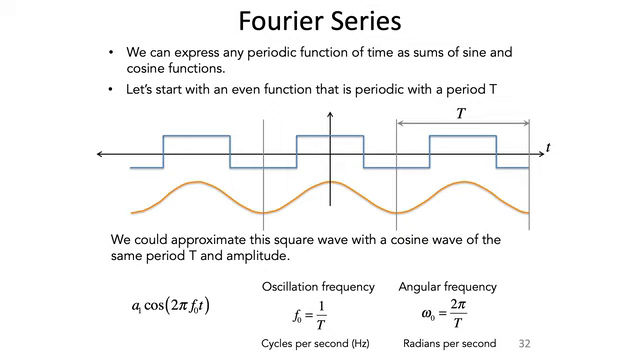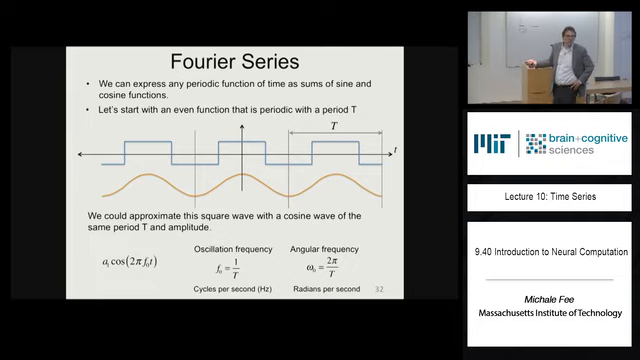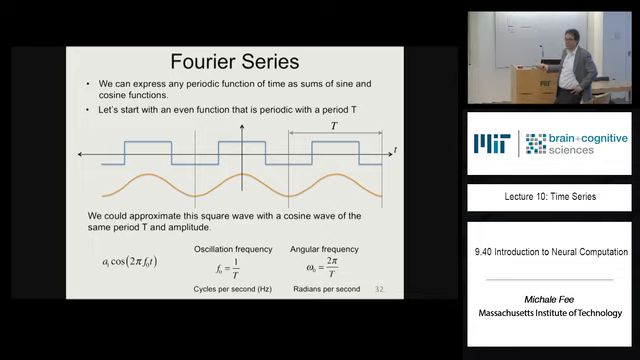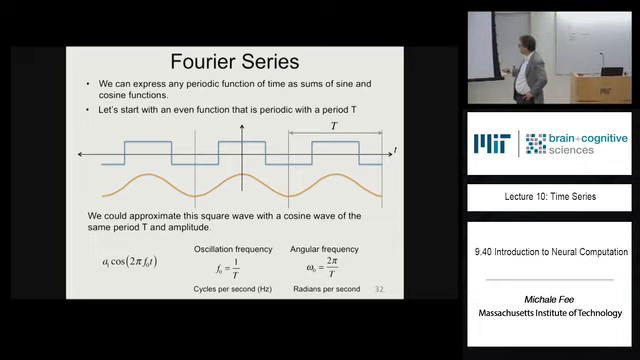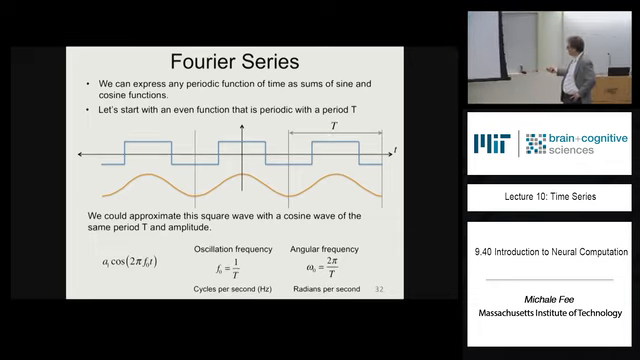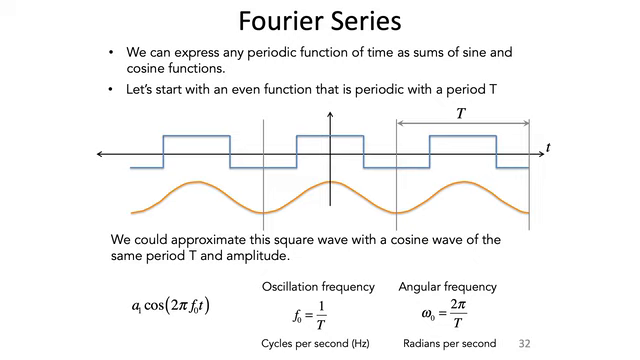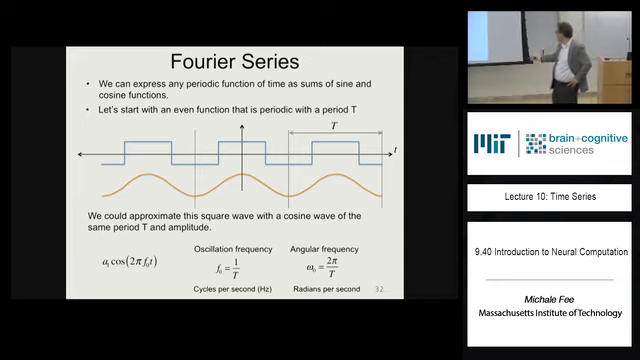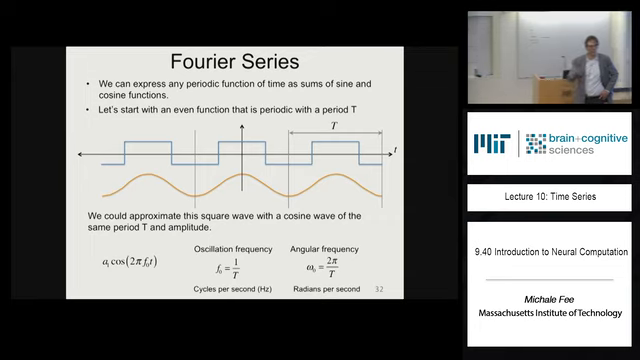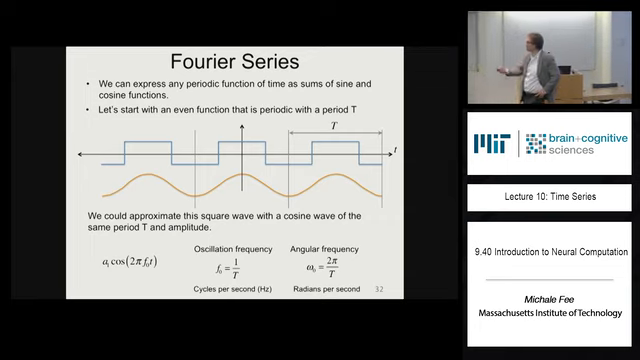And F0 is the oscillation frequency, it's cycles per second. There's an important quantity called the angular frequency, which is just 2 pi times F0, or 2 pi over T, okay? And the reason is because if we write this as cosine omega naught t, then this gives us 2 pi change in the phase over this interval T, which means that the cosine comes back to where it was, okay?